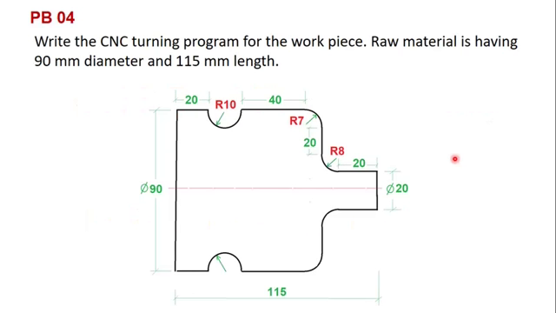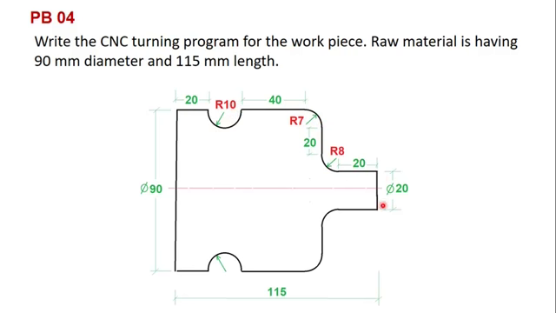So this is our problem number 4, that is, write a CNC turning program for the workpiece. The raw material has a diameter of 90 and a total length of 115, and this is the profile which we have to cut using a CNC turning machine.